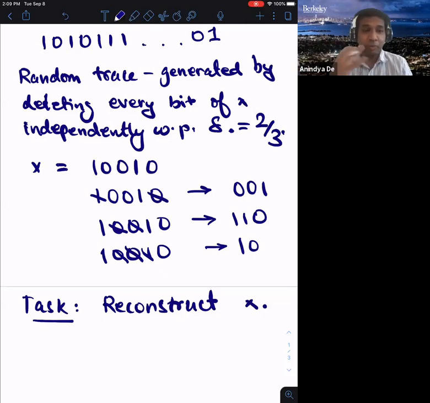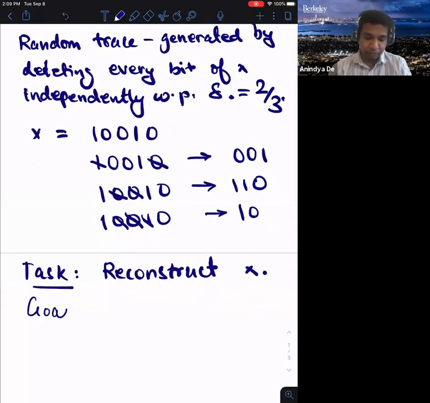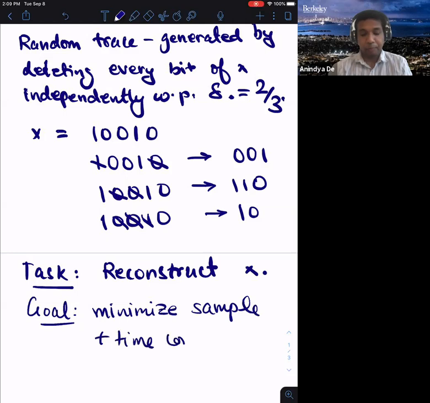The goal is to minimize sample complexity and time complexity. First of all, just as a simple exercise, it's easy to see that this problem has a finite sample complexity, because if every bit is getting deleted with probability 2/3, then with probability 1/3 to the n, all the bits will be retained. So if I wait long enough, 3 to the n time, I would see an n-bit string. And when I see an n-bit string, I know that this is the whole string I was waiting for.